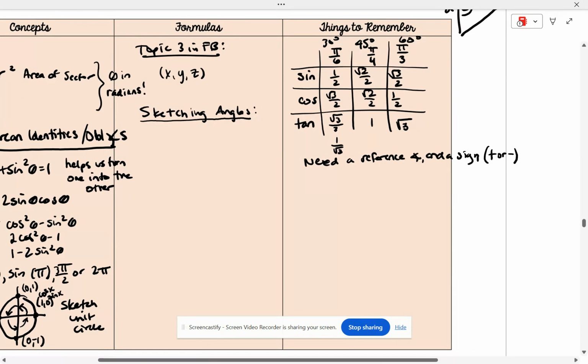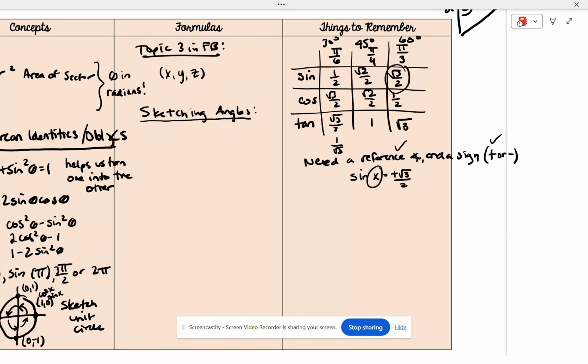Plus or minus. Okay? So if you have the sine of x equals positive rad 3 over 2, you would see that you have a positive. You have to figure out the reference angle using your chart. You would go here, go up to see what the reference angle is, and then you have to do your sketch. Okay?